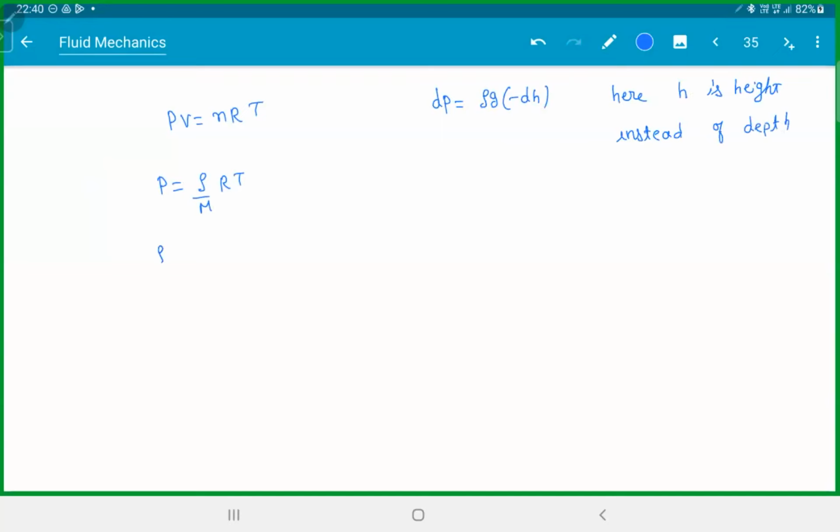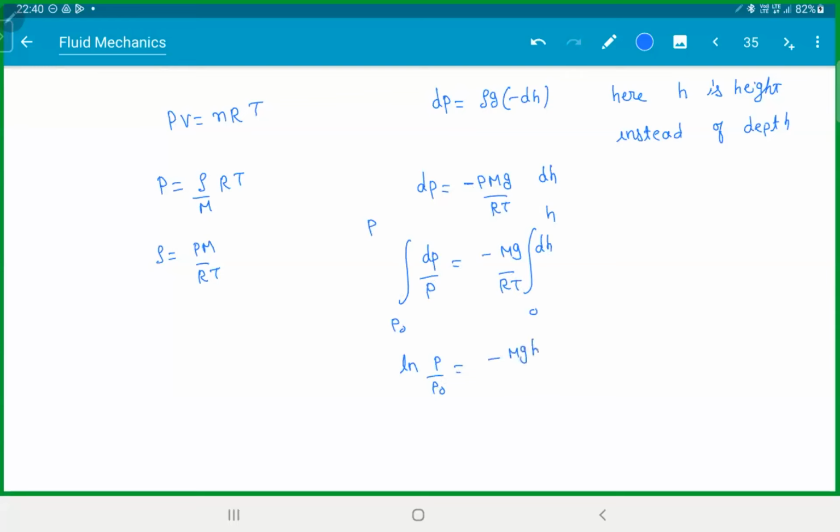So take rho from here, Pm by RT, and substitute here. So we get dP is equal to P into m into g by RT, with a minus sign, into dh. So we get dP by P is equal to minus mg dh by RT. Integrating, at the bottom pressure is P naught, this is P, and this is 0, and this is h. This will be ln P by P naught is equal to minus mgh by RT. So pressure P will be P naught into e power minus mgh by RT. That's how the pressure varies with height.